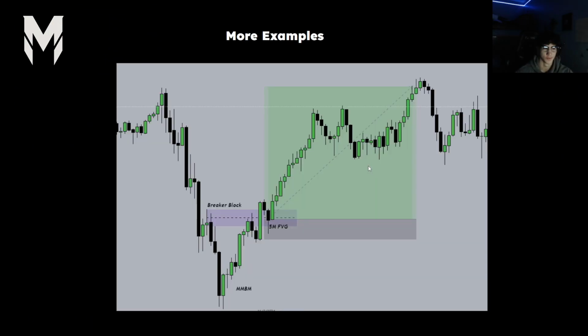So here's some more examples. Breaker block, 5-minute fair value gap. Tapped into the, what was it? We didn't tap into anything. Sorry about that. But we tapped into it. And we ran out low right here. This is a market maker buy model. Ran up. This fair value gap right here. Tap back into it. Could have targeted longs.